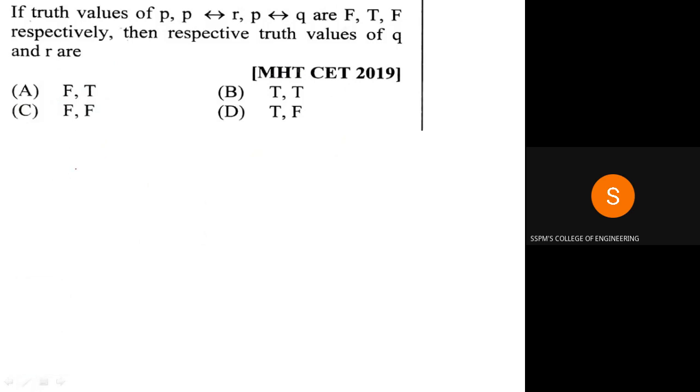If the truth values of P, P implies and implied by R, and P implies and implied by Q are F, T, and F respectively, what is given? The value of the first is false, the second is true, and the third is false. Then the respective truth values of Q and R are asked here.